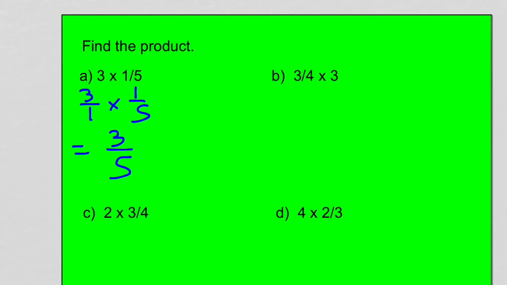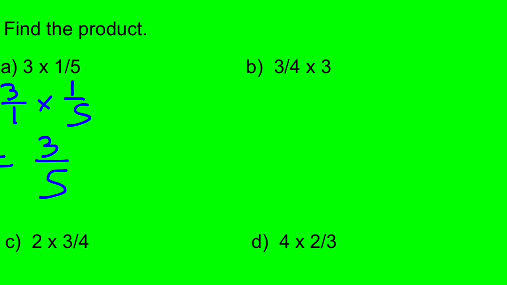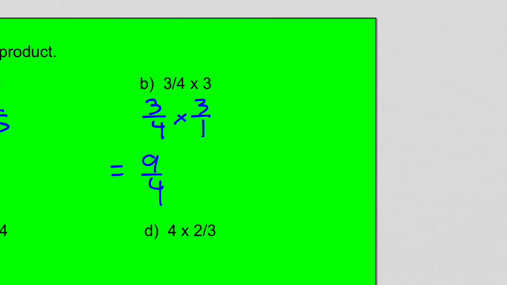It's that simple. And for my second one here, 3 over 4 times 3, I can think of it as 3 over 4 times 3 over 1. And then I'm going to multiply 3 times 3 and 4 times 1. That equals 9 over 4. And then I shouldn't leave an improper fraction as an improper fraction, so I'll convert it up here. 4 divides into 9 2 times. Remainder 1 out of 4.